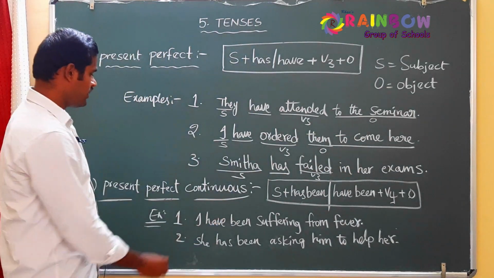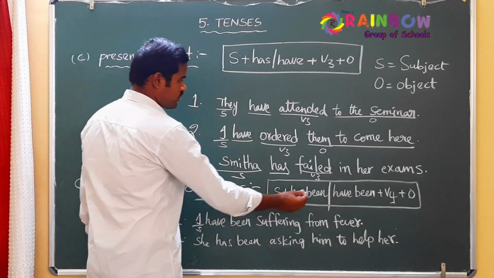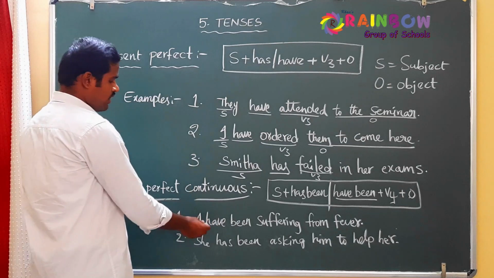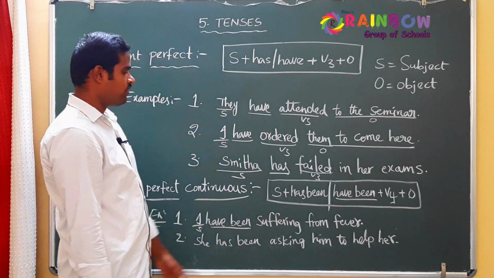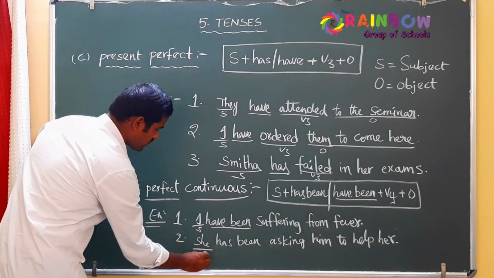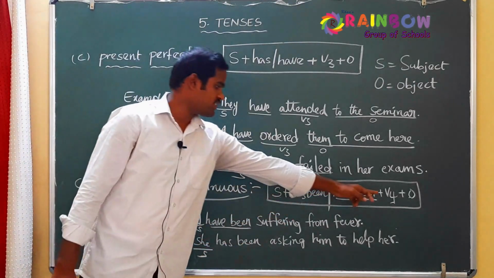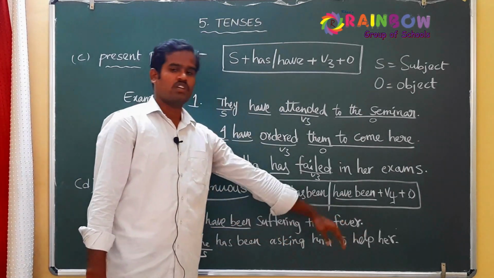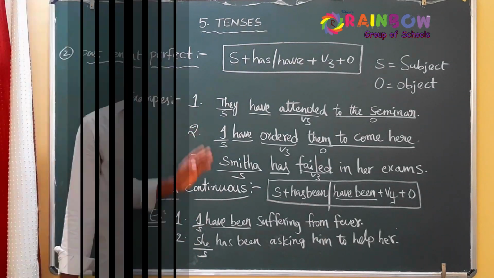And coming to the examples, the subject is I. Have been, I have selected from the structure. As I is a singular subject, it accepts have. I selected have been, and V4 is suffering, the ing form or V4, and this is the object. And coming to the second one, she is the subject. As it is singular, I have selected has been from the structure. And what is next in the structure? V4. So asking, the ing form V4, and the remaining sentence remains as object. So this is about present tense and its four types.